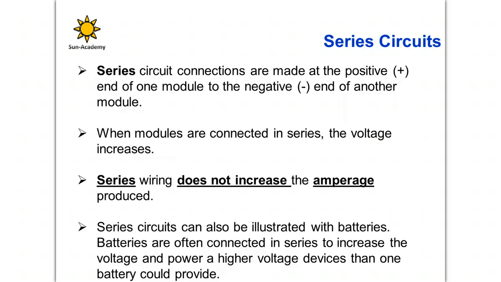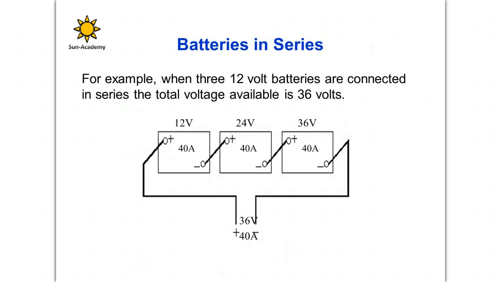Series circuits can also be illustrated with batteries. Batteries are often connected in series to increase the voltage and power a higher voltage device than one single battery could provide. For example, when 3 batteries of 12 volts each are connected in series, the total voltage available is 36 volts.